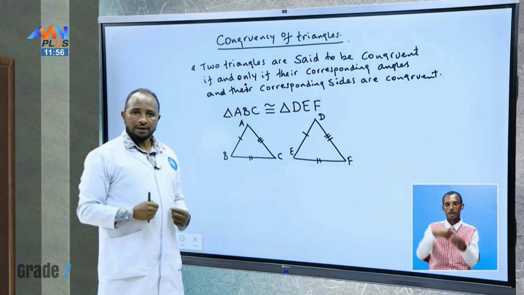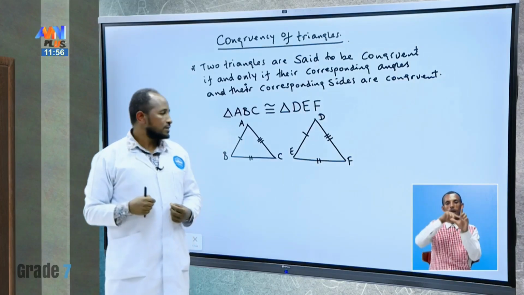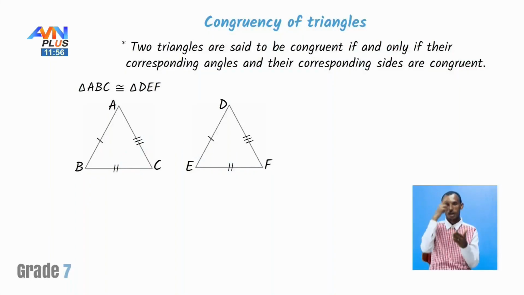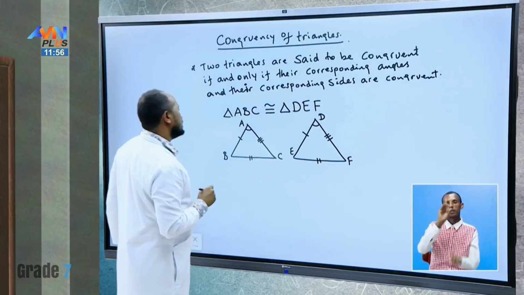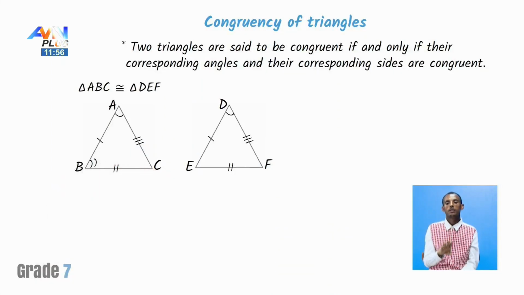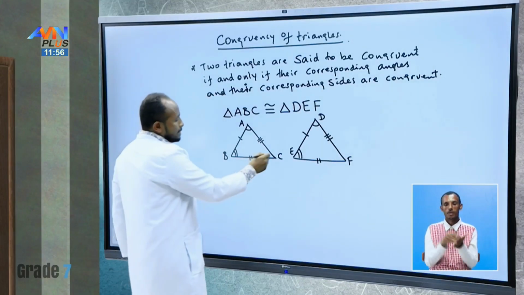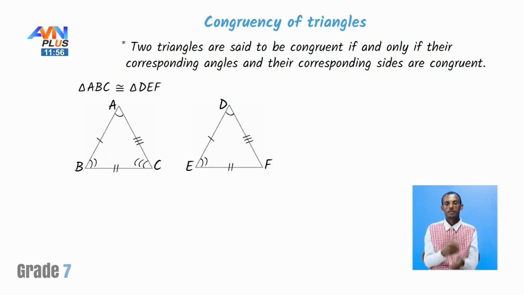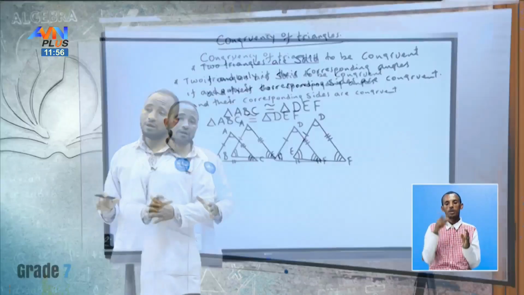In addition to that, not only sides, their corresponding angles must also be congruent. So angle A must fit angle D. Again, angle B must fit angle E. Again, angle C must fit angle F. If these are all satisfied, then we say the two triangles are congruent.